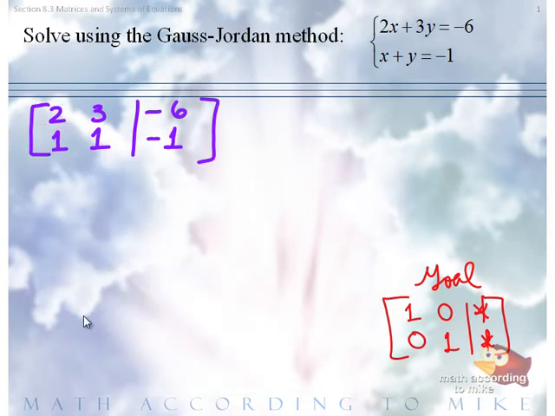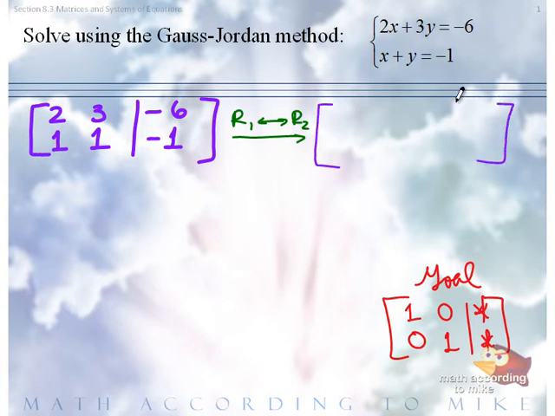First one, we're going to interchange the 2 rows. So the notation would be row 1 switches with row 2. Our new first row is 1, 1, negative 1. Our new second row is 2, 3, negative 6.